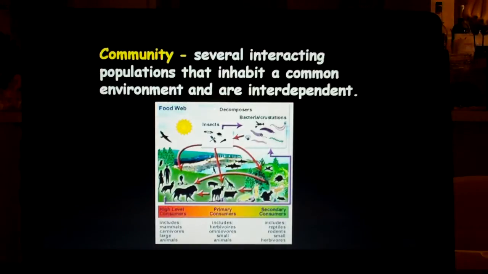Now, our community are several interacting populations that inhabit a common environment and are interdependent. So we have abiotic and biotic factors within this community, and we have several different populations. We have populations of insects. We have populations of bacteria. We have high-level consumers like our hawks. And we have low-level consumers like reptiles and rodents, our herbivores.